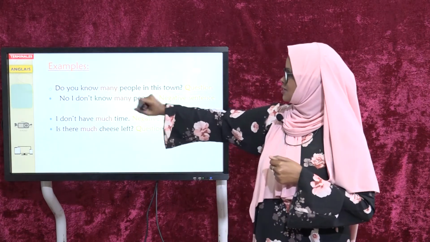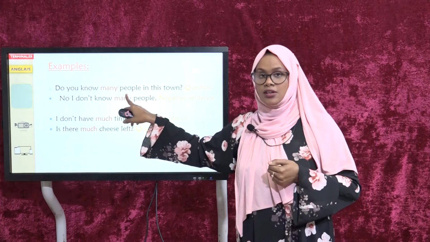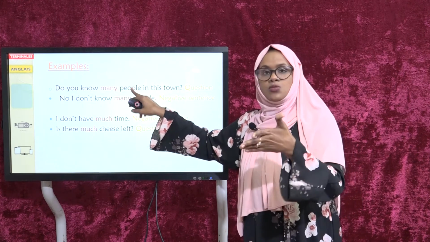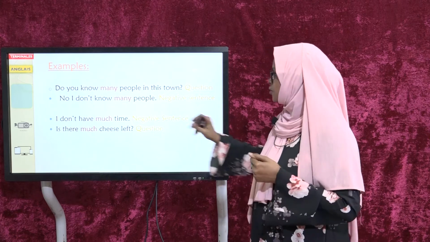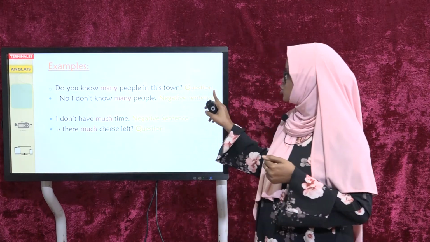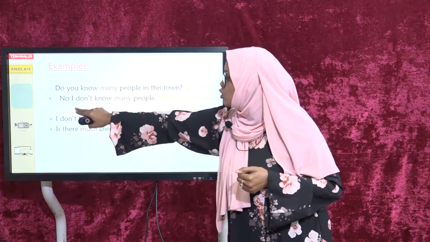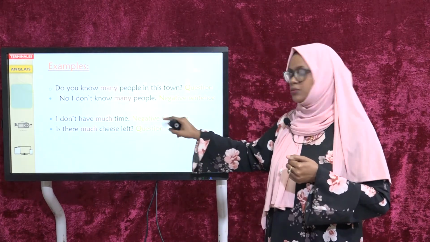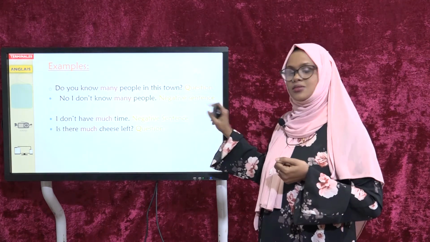Look at the first sentence. Do you know many people in this town? People, countable noun. We can count people. We can say 1 person, 2 people, 3 people, and so on. That's why we use many. Question form. Second sentence. No, I don't know many people. Negative sentence. See the structure?